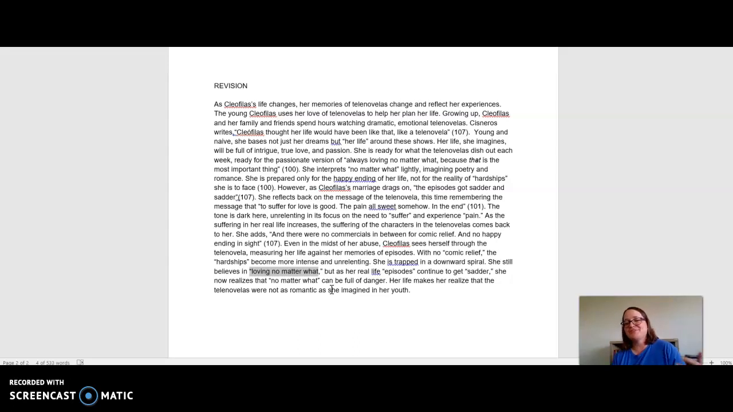So when the writer sat down with the original paragraph, their view was Cleophilus is naive and she thinks her life is going to be full of passion and romance like the telenovelas. Now, as the writer's writing it, they come to realize, oh, she doesn't quite think that the whole way through. I mean, she does, but she realizes at the end that it's not all passion and romance, but there's suffering and pain, and it gets complicated, all right? That's reflected much more strongly in this second paragraph, which makes it a stronger interpretation, a better claim. It's better supported. It has more close reading and analysis, so it is a more analytical paragraph.